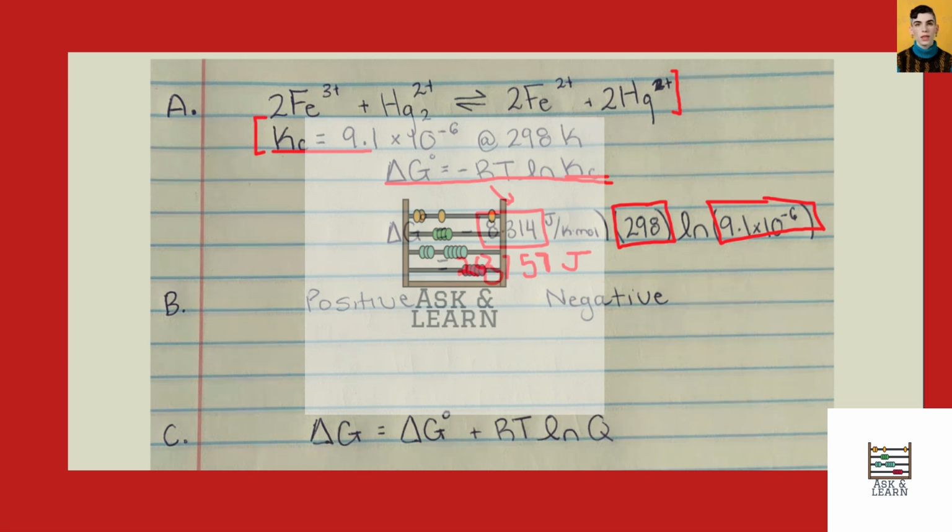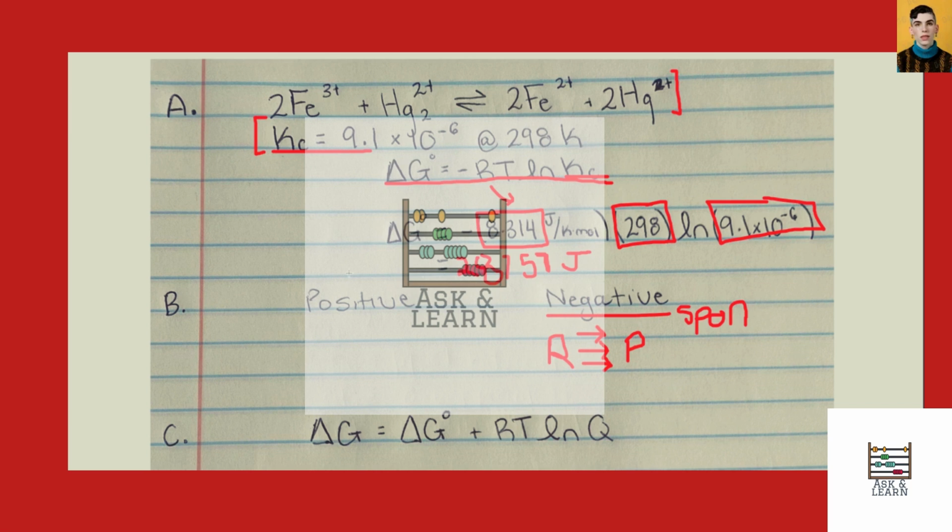Okay, so B asks us which way this reaction is going to go, and we can just think about the delta G. So we know that a negative delta G means that the reaction is spontaneous. So if we have our reactants here and our products here, a spontaneous reaction is going to proceed forward because it requires no additional energy. So it'll happen on its own and reactants will form products.